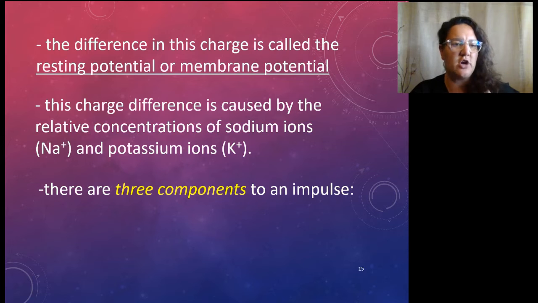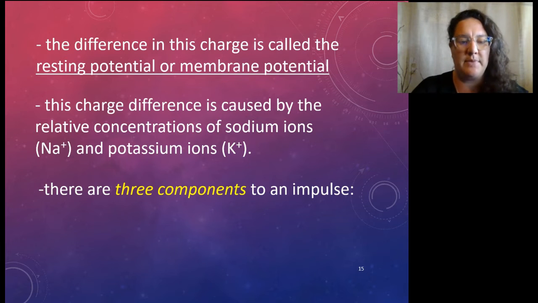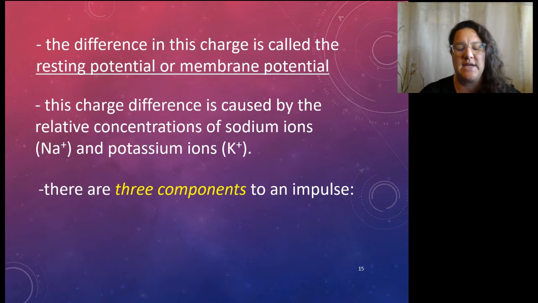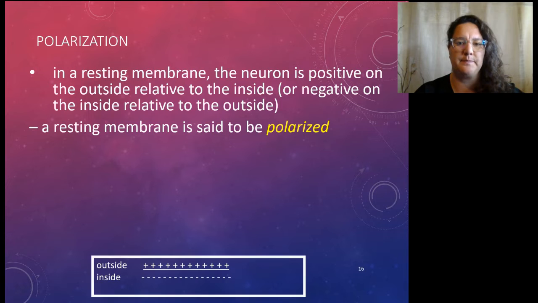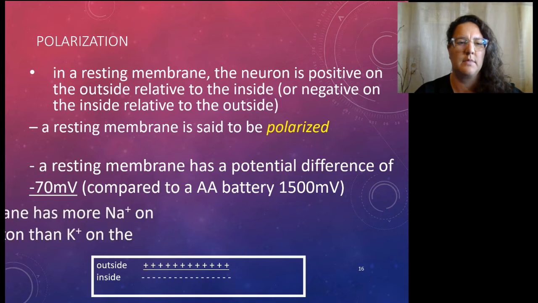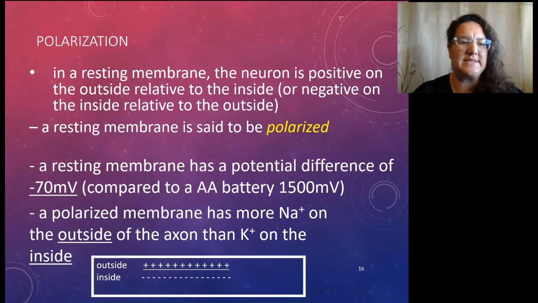The difference in this charge is called the resting potential or membrane potential. And this charge difference is caused by the concentration of sodium and potassium ions. There are going to be 3 main components to a nerve impulse. The first one is polarization.